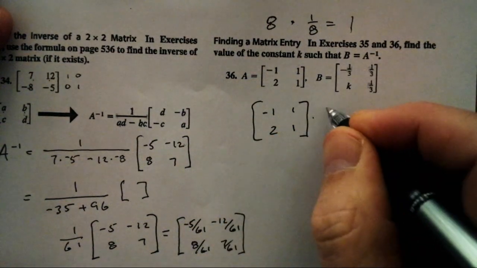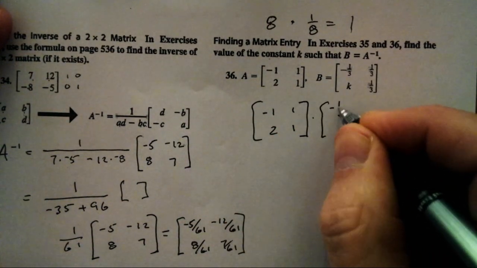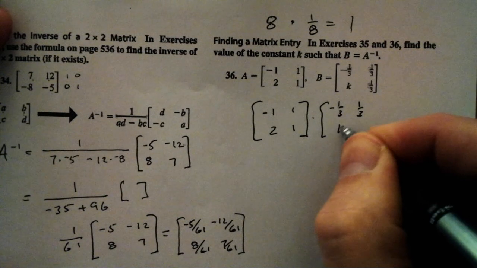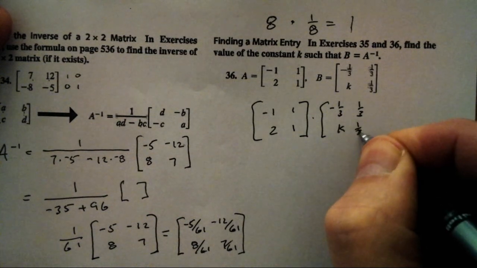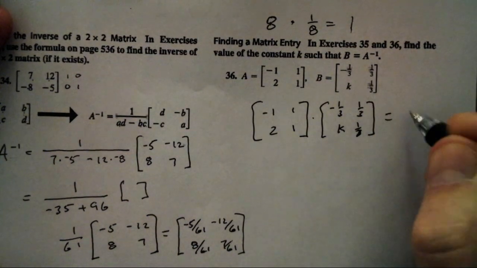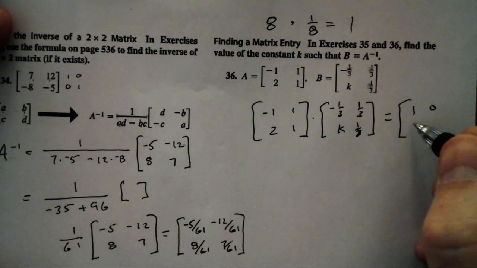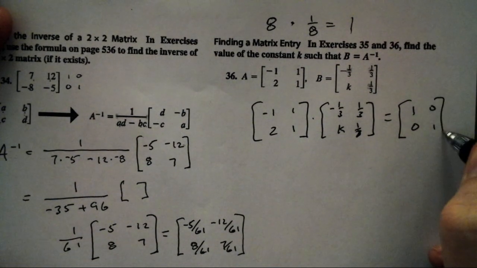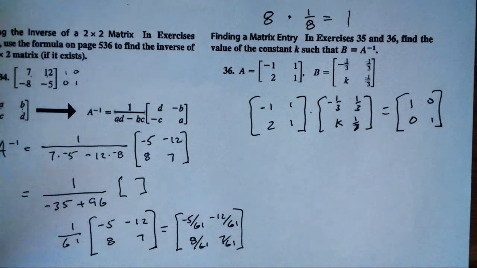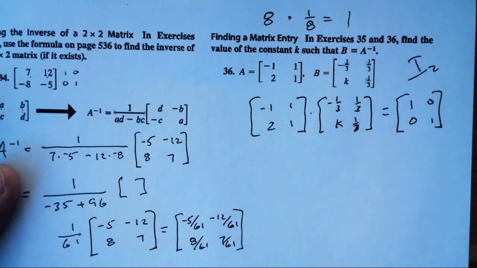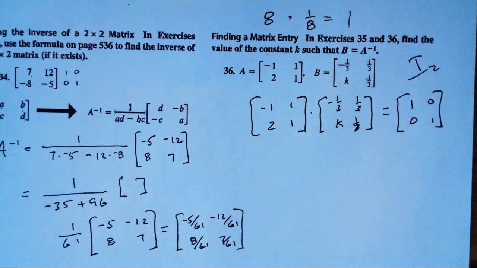And in 2 by 2 matrix land, I need the k value that ensures that I end up with 2 by 2's version of 1, which is the identity 2. This is referred to as I2, the identity matrix 2 by 2, which is just our 1, 0, 0, 1.